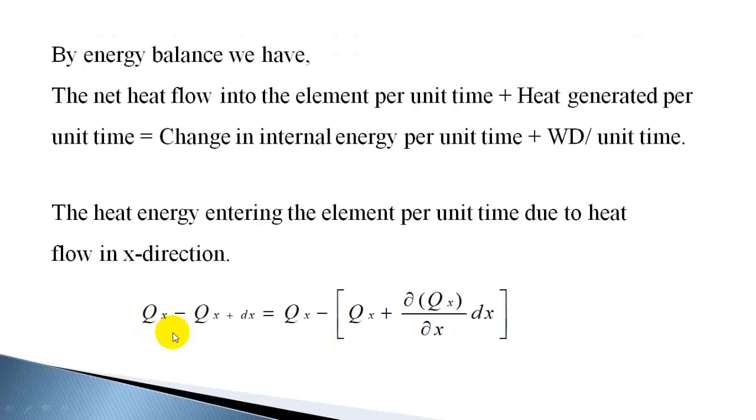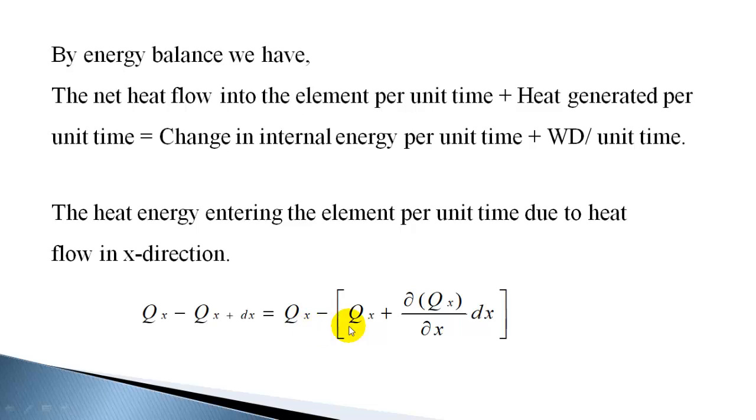So qx minus qx plus dx will give the net heat flow, not this. This is the net heat flow as a result of heat flow in all three directions. This is only the net heat flow as a result of heat flow in the x direction.